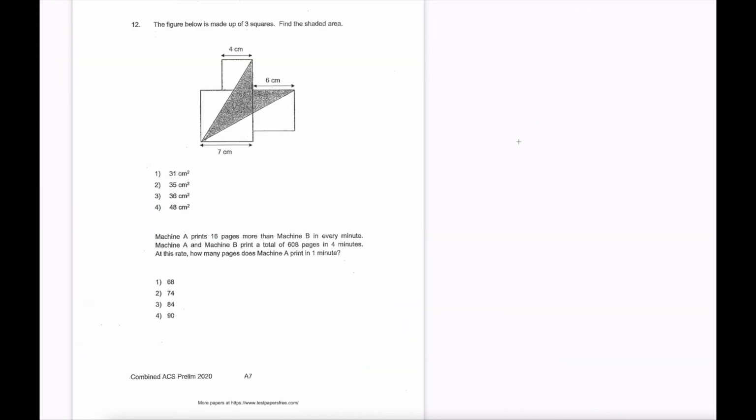Question 12, the figure below is made out of 3 squares. Find the shaded area. Okay, so the shaded area is mainly a triangle, correct? So how do we find the area of the shaded part when we don't really have the dimensions of the base? You realize I don't have the base here. I do have the height, but I don't have the base. Over here, I have this base, but I don't have the height. So there are a lot of things we can't do. Okay, so one thing we can do is to elongate this part. Okay, I'm gonna draw out, and then I'll explain.